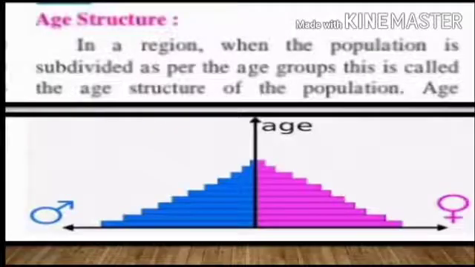The next category is age structure. In a region, when the population is subdivided as per the age group, this is called the age structure of a population. Age structure is useful for the projection of population and for understanding the dynamics of the age structure arrangement. Similarly, it also helps in understanding the proportion of active and dependent population.